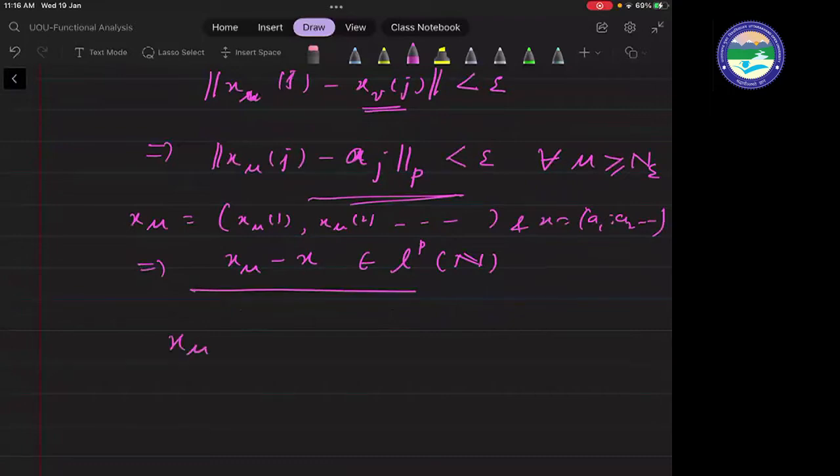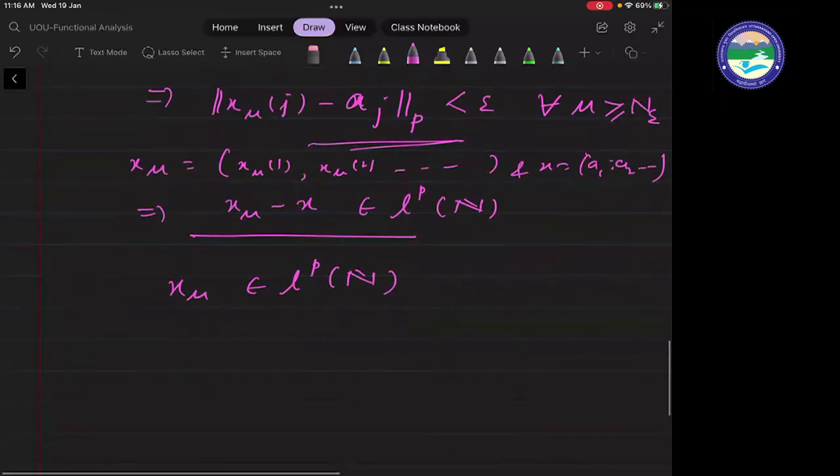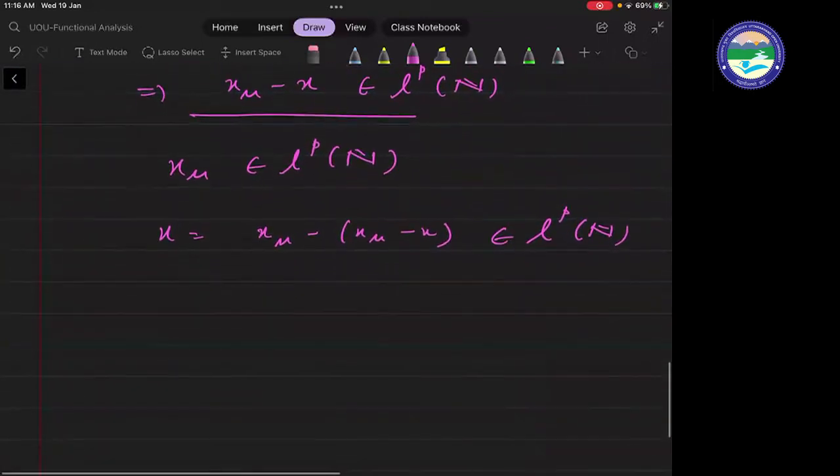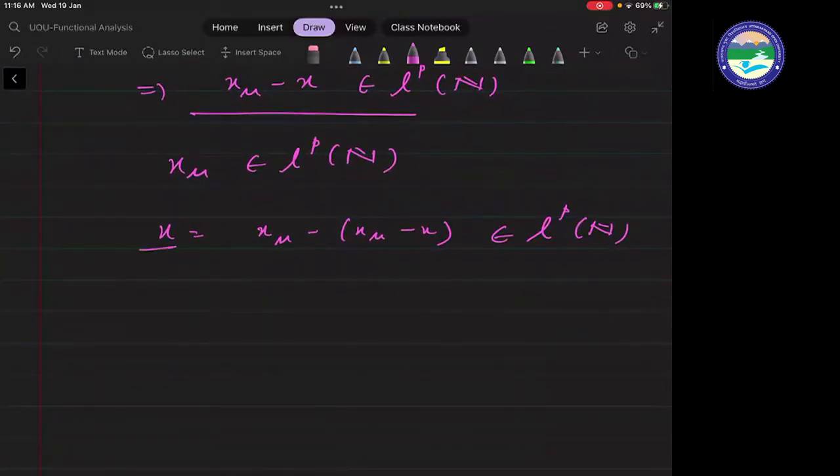Now you already know this x_mu was in LP. LP was a linear space, okay? Sum of two vectors is again in LP. This implies x, which you can write as x_mu minus (x_mu minus x), also belongs to LP, okay? So you get that the limit x is again in LP. So hence, LP is complete. This implies LPN is complete, okay? So LPN is a Banach space.